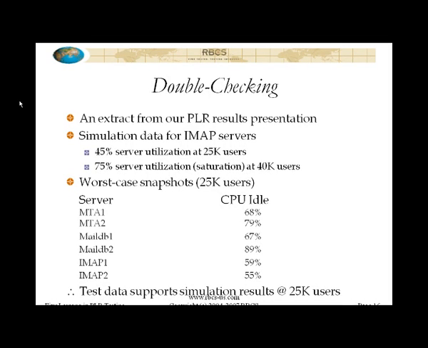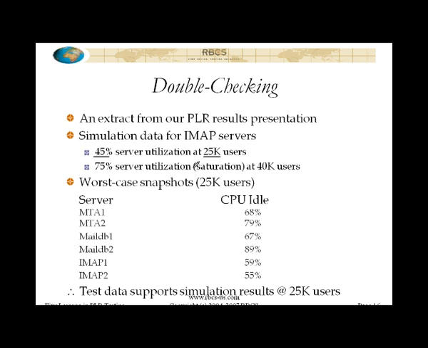This is the reliability results presentation that we gave to management after the first cycle of performance testing. Let's focus in on these IMAP mail servers here. The simulation tool, by the way, which was Hyperformix, predicted that there'd be 45% server utilization at 25,000 users. Okay, and that's their prediction.